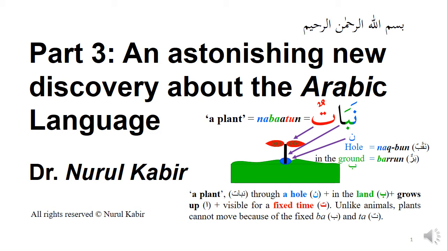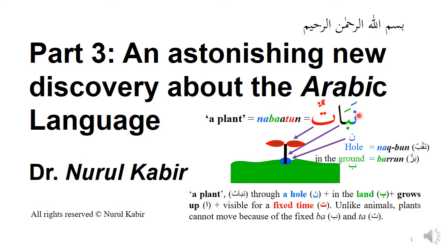I welcome you all to part 3 of the series that we have been showing about an astonishing new discovery about the Arabic language. In this video we will be looking at the systematic development, going through all the letters of the Arabic language from alif, ba, ta, sa, like this.